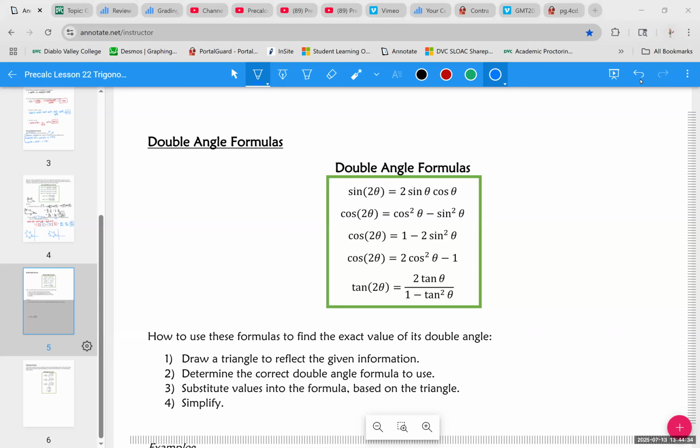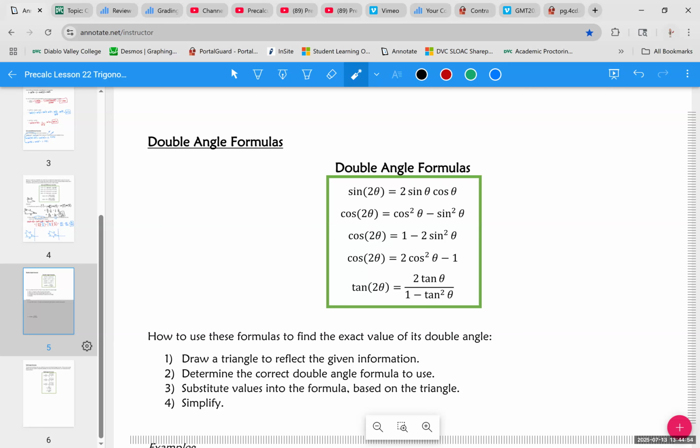Okay, next we're going to look at double angle formulas. Double angle formulas are once again among the set of formulas that you will encounter a lot. Probably most commonly this first one, sine of 2 theta equals 2 sine of theta cosine theta. That comes up a lot. But so do the cosine of 2 theta ones.